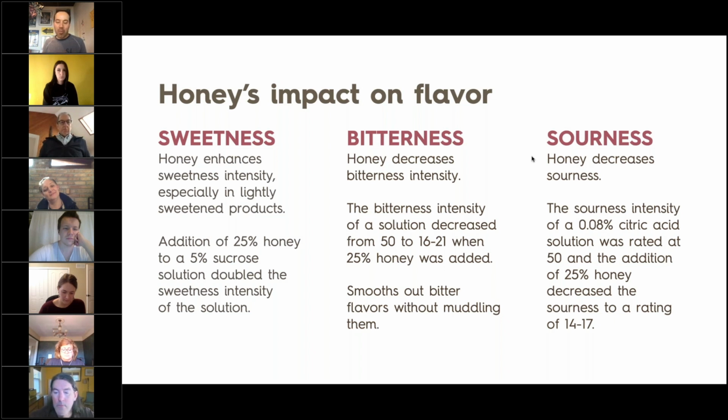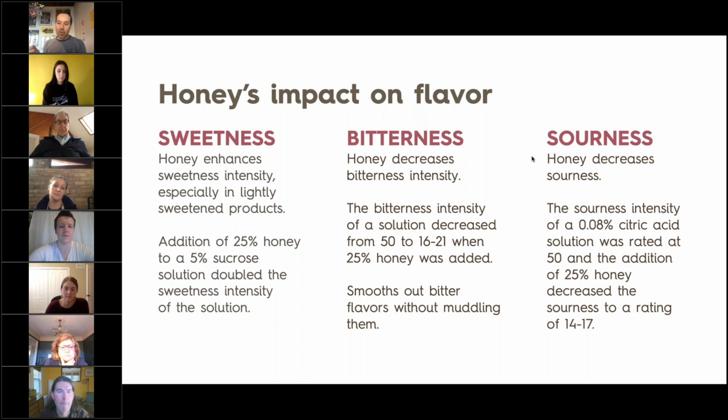So, a lot of this information is basic, but I think it is interesting to think about whenever you're building a formula, how we balance sweetness, bitterness, and sourness whenever we use honey. This was a study we did many, many years ago, but it's still relevant. It's kind of what you would think. If you add honey to an existing sweet product, you're going to increase the sweetness intensity considerably. Addition of 25% to a 5% sucrose is going to more than double that sweetness. So a little bit of honey goes a long way because it is such a sweet ingredient.